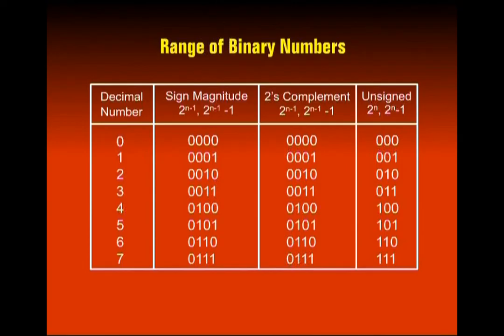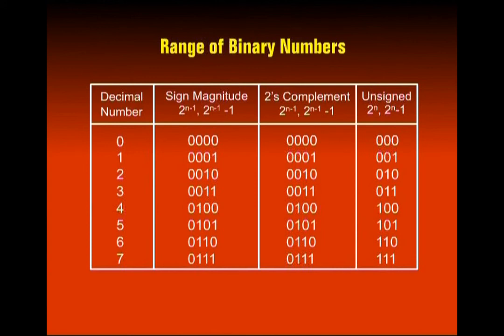So 0, 0, 0 would represent the decimal number 0. 1, 1, 1 would represent the decimal number 7. So we have defined values from 0 to 7 using 3 bits. What is the general formula? It's 2 raised to power n. So n in this case is 3, so the range of values is 2 raised to power 3, which is 8. What is the maximum positive value which we can represent? It is of course 7. So the formula is 2 raised to power n minus 1.